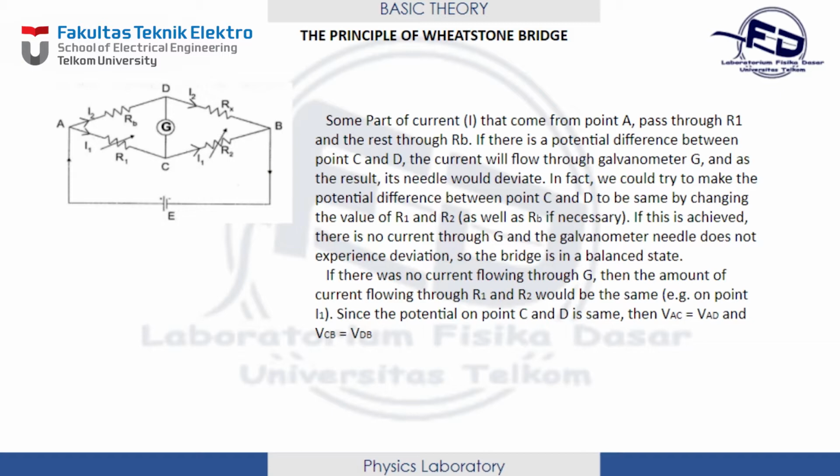If this is achieved, there is no current through G and the galvanometer needle does not experience deflection. So the bridge is in a balanced state. If there is no current flowing through G, then the amount of current flowing through R1 and R2 would be the same, as we can see at point I1. Since the potential at points C and D is the same, then VAC equals VAD and VCB equals VDB.